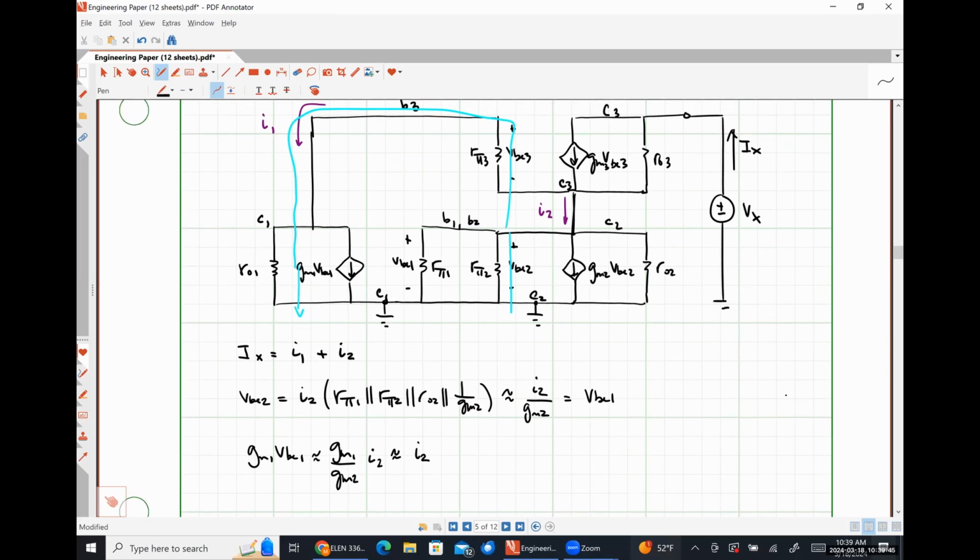Okay, so in the previous step, we said that this current GM1 times VBE1 is approximately equal to I2. So let me just put this in right here. So if this current is approximately I2, then the current that's flowing through that resistor R01 should be I1 minus I2, doing KCL. There we go. Okay, sorry for the brain fart there.